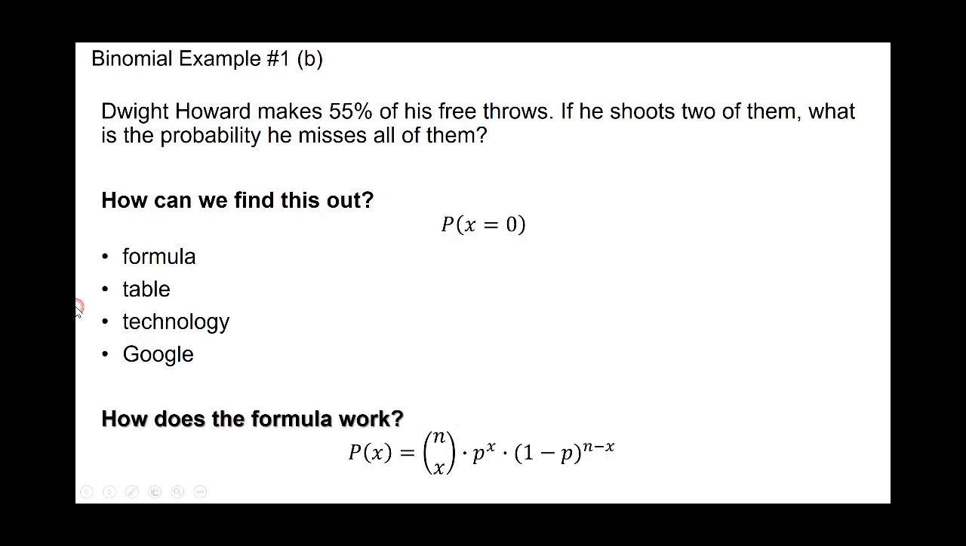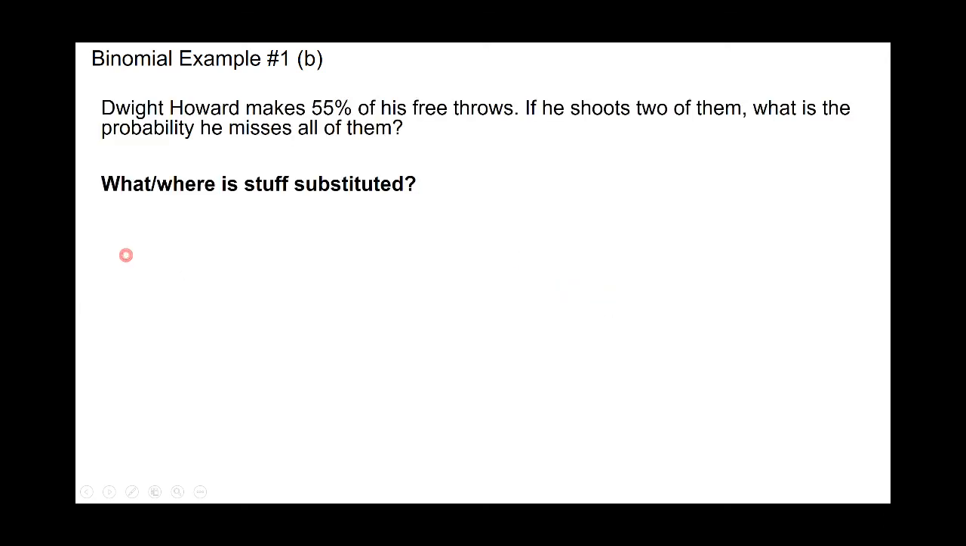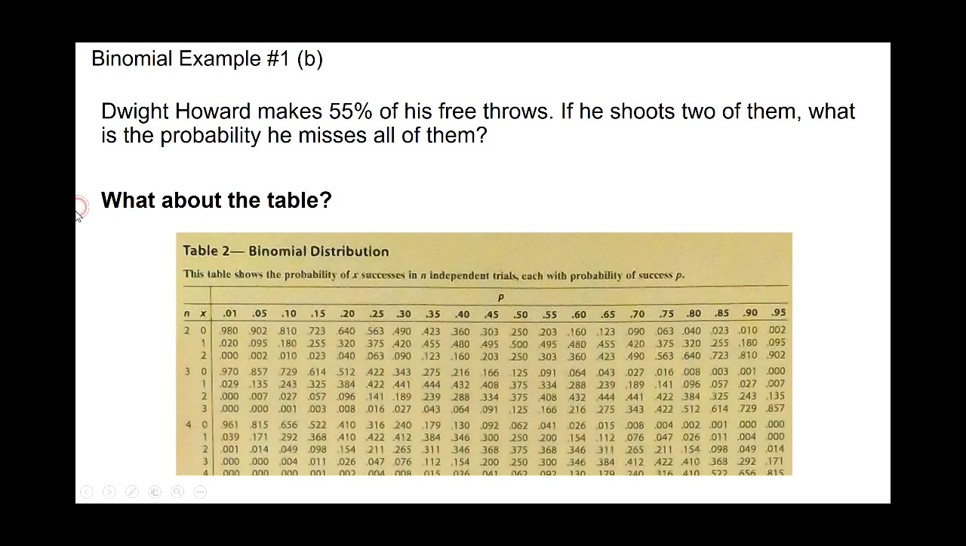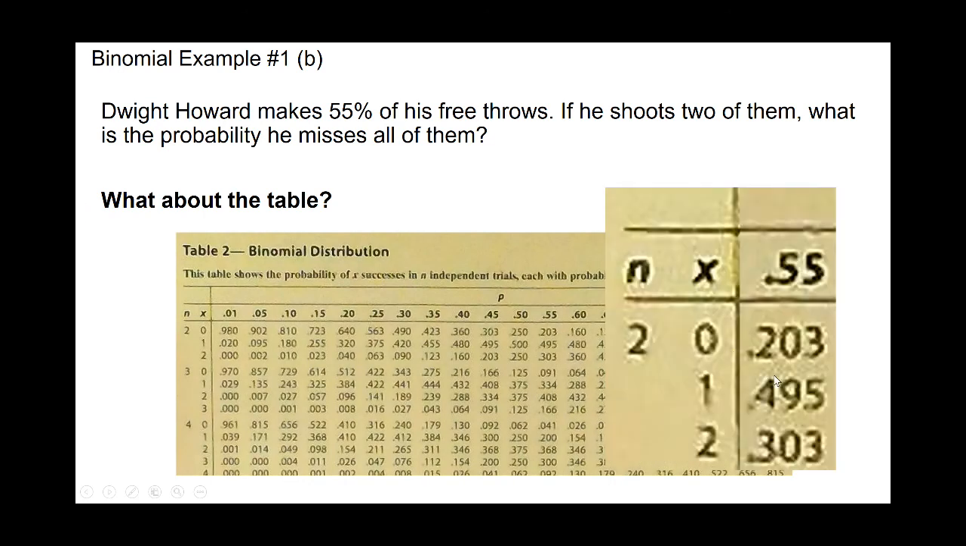So all we have to do now is substitute, same setup as before, except now wherever we see an x, we'll substitute 0. Like so. And then what we'll end up getting is 0.2025 as our probability of x equaling 0. So again, we can look at the formula, the table, and we can see right here that instead of looking at 2, we'll look at 0, and the answer is 0.203.